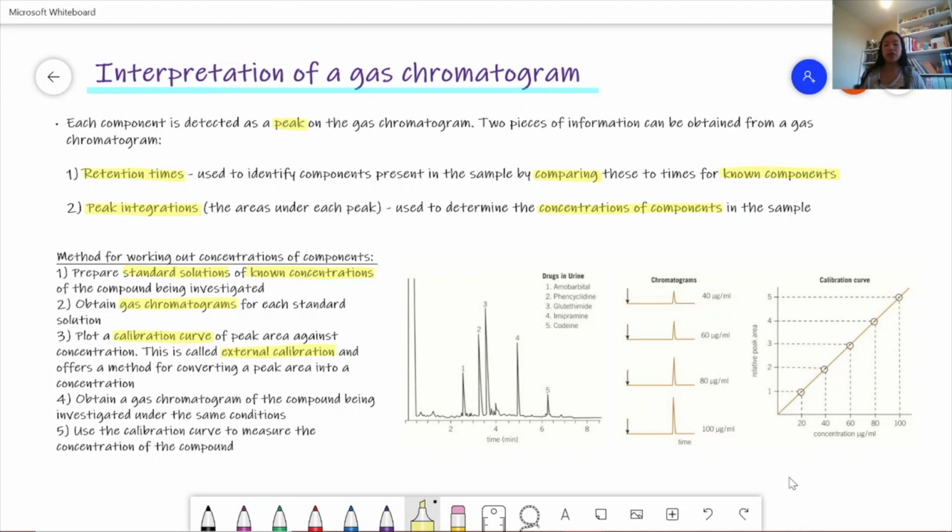So then what we do is we obtain a gas chromatogram of the compound we're investigating under the same conditions. And then we use this calibration curve to measure the concentration of the compound. So what we do is we basically go to the relative peak area, and then we draw a dotted line, for example, say the relative peak area was here, and so we draw a dotted line to the calibration curve and then draw a straight line down. And then this here would be our concentration of that component.